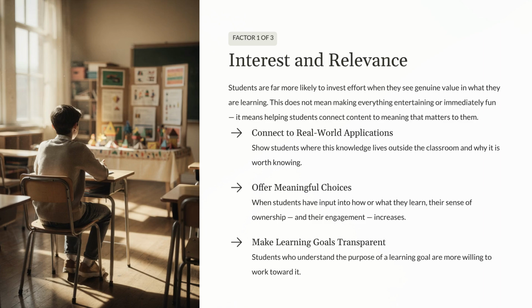Interest and relevance. Students are far more likely to invest effort when they see genuine value in what they are learning. This does not mean making everything entertaining or immediately fun. It means helping students connect content to meaning that matters to them. Connect to real-world applications. Show students where this knowledge lives outside the classroom and why it is worth knowing. Offer meaningful choices. When students have input into how or what they learn, their sense of ownership and their engagement increases. Make learning goals transparent. Students who understand the purpose of a learning goal are more willing to work toward it.